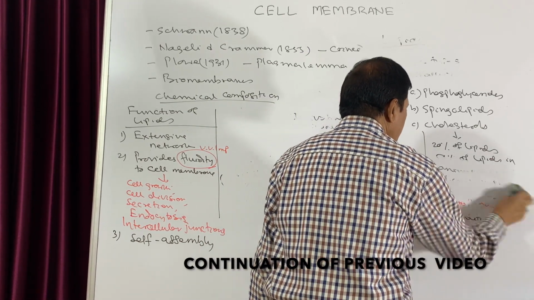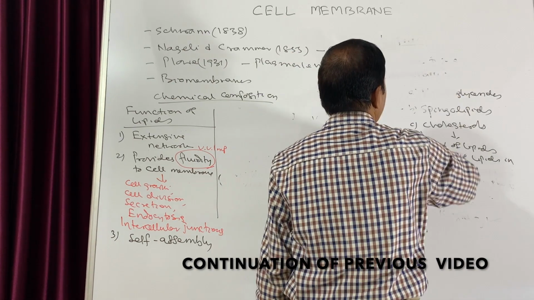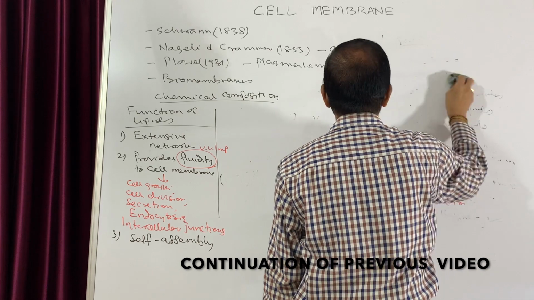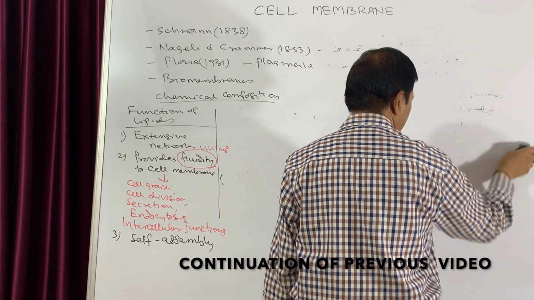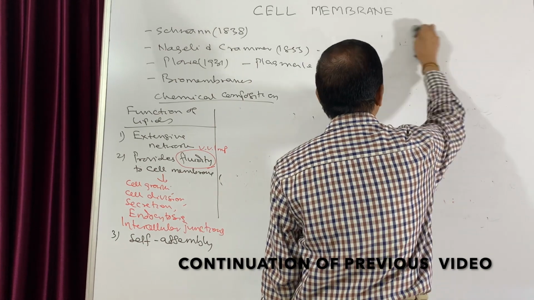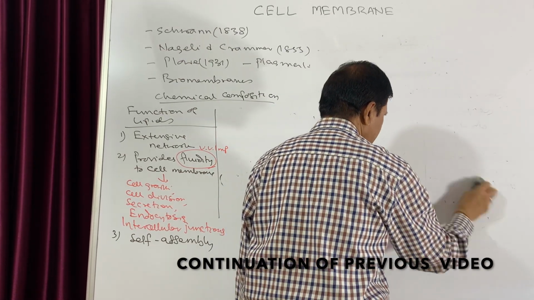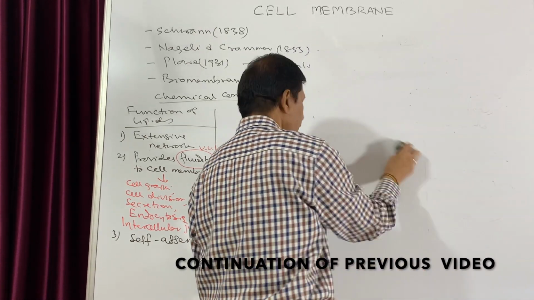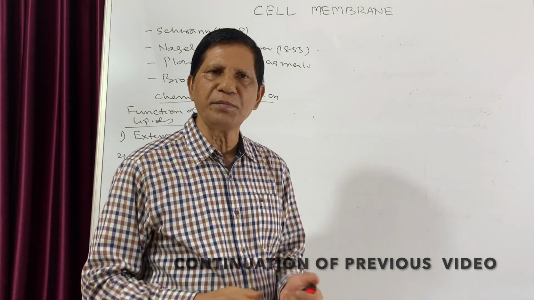Now the proteins constitute about 60% of the cell membrane. That means the chemical composition is about 60% on average. And like the lipids, the proteins are again numerous and they are of diverse types. And the distribution of the proteins also varies on either side of the membrane.